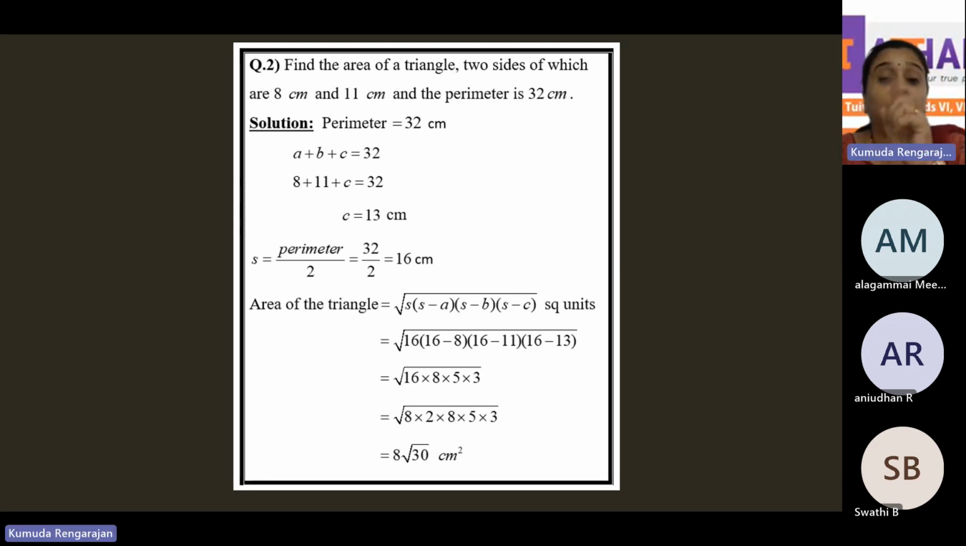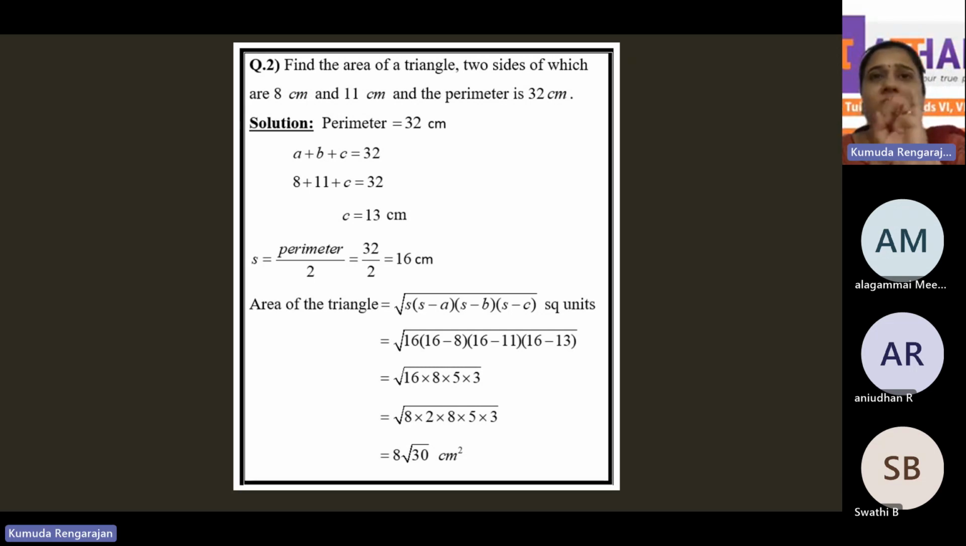So to use the formula, you need four values: A, B, C and S. A is 8, B is 11, C we don't know. So we have to first find C. So how do you find C? The sum of the three sides, A plus B plus C, is equal to the perimeter 32. So using that, you can find C.